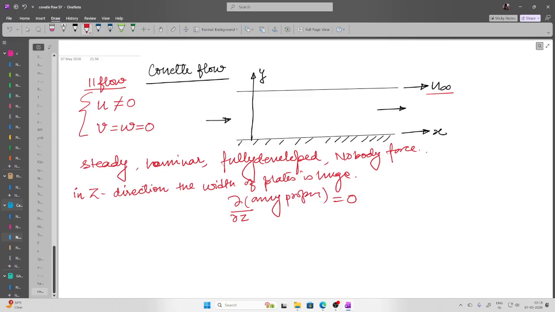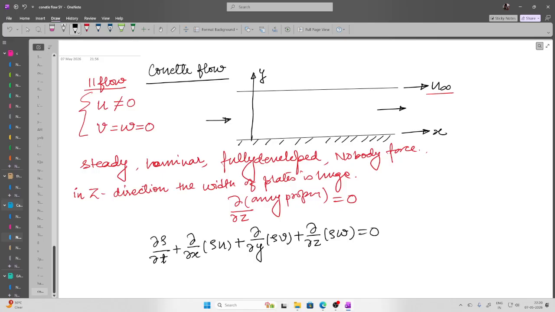So with these assumptions, let us start with the first thing. Remember, in the previous lecture, I only showed you the momentum equation. But the Navier-Stokes equation also comprises the mass conservation, because you have to solve mass conservation in priority. So what is that? In the Cartesian coordinate system, the mass conservation is del rho by del t plus del by del x of rho u plus del by del y of rho v plus del by del z of rho w, and that is equal to 0.